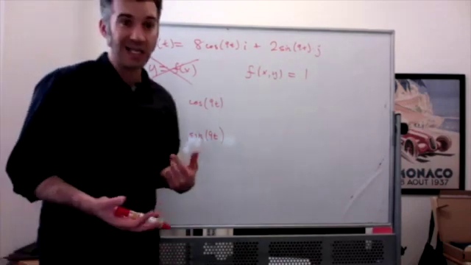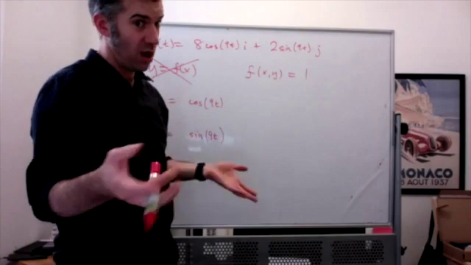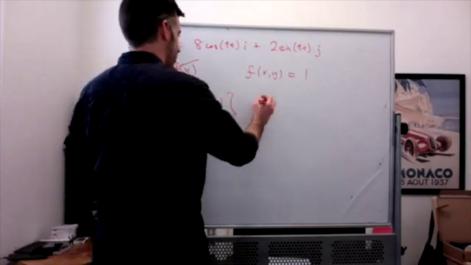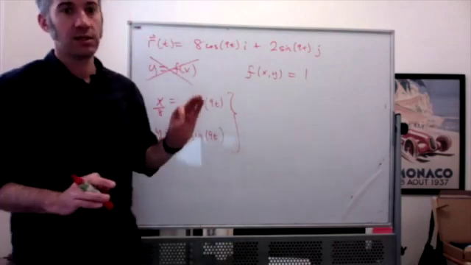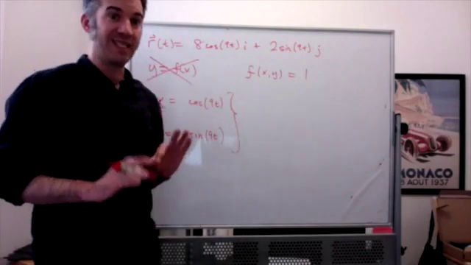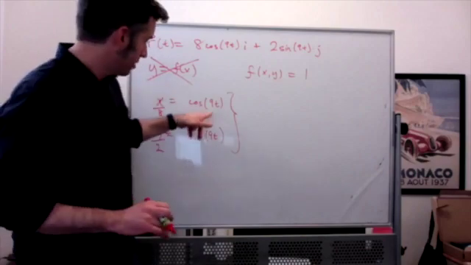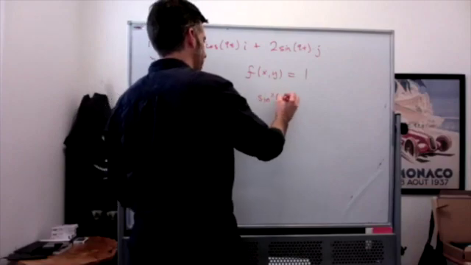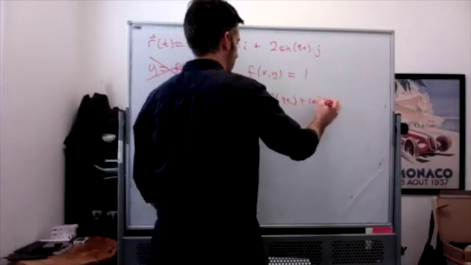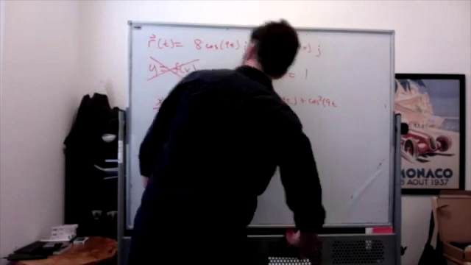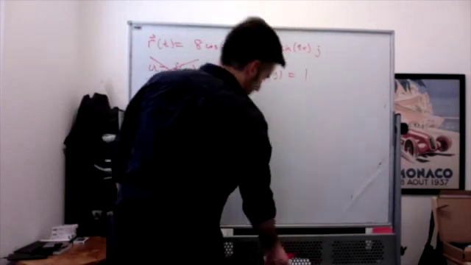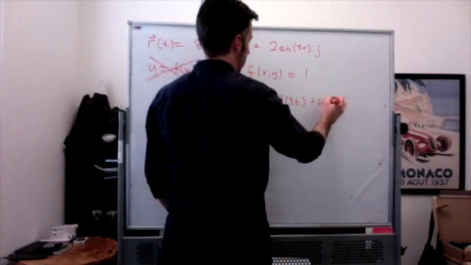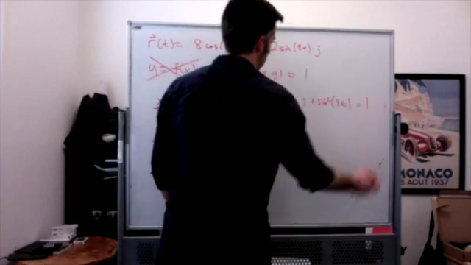Now we know that sine squared plus cosine squared equals 1. I should say, sine squared of an angle plus cosine squared of the same angle equals 1. Same angle, we're good to go. So we can say cosine squared of 9t plus sine squared of 9t equals 1.